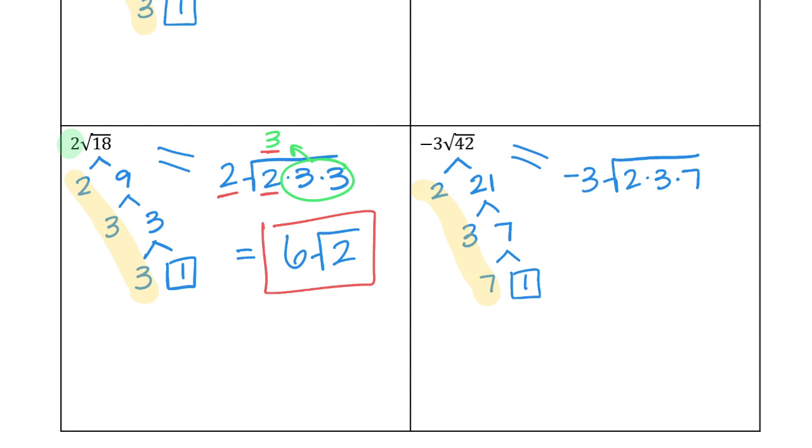Now, when we look underneath our square root here, you'll notice there are no pairs of prime numbers. So what that tells us is this problem was actually already fully simplified. So negative 3 square root of 42 was its simplest form.